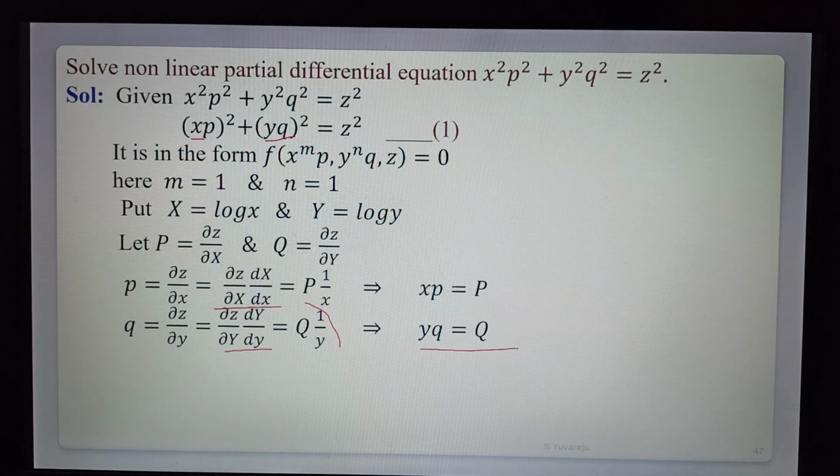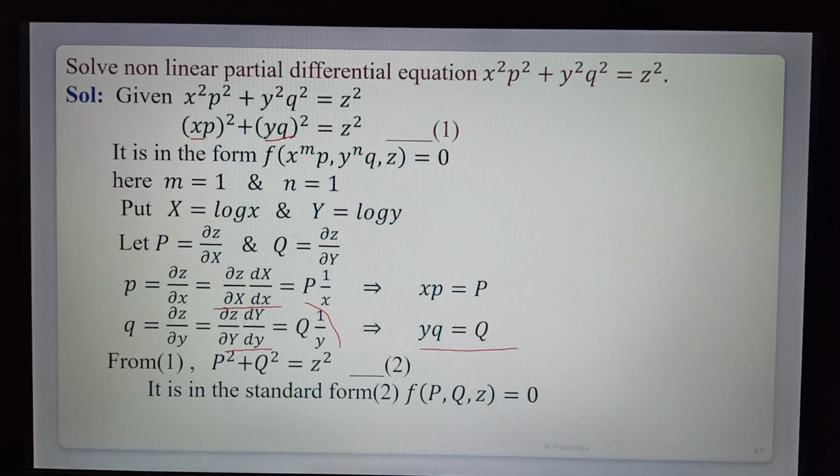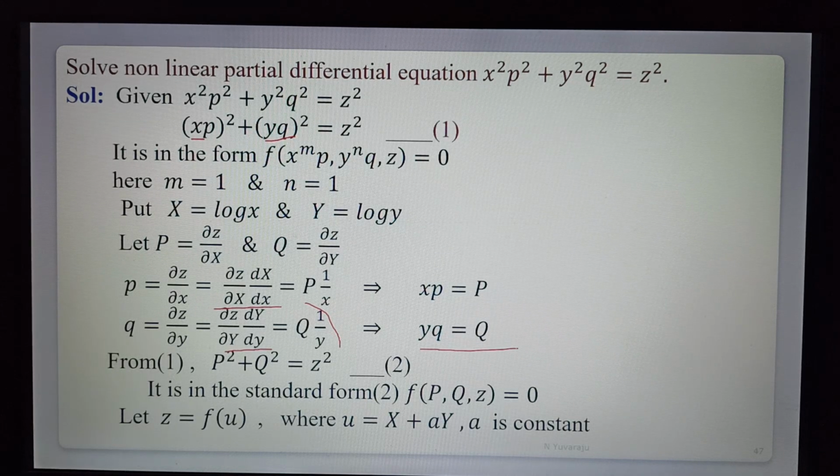Substituting both values, small xp equal to capital P and small yq equal to capital Q, in equation 1, we get P square plus Q square is equal to z square. Observing here, this is a function of P, Q, z. This is standard form 2. With the same assumption, z is equal to f of u, where u is equal to capital X plus a capital Y.